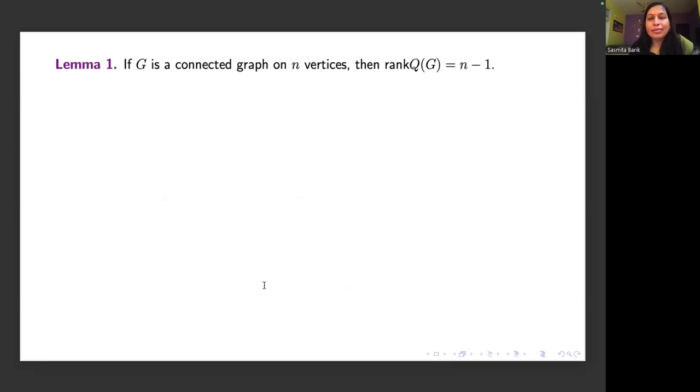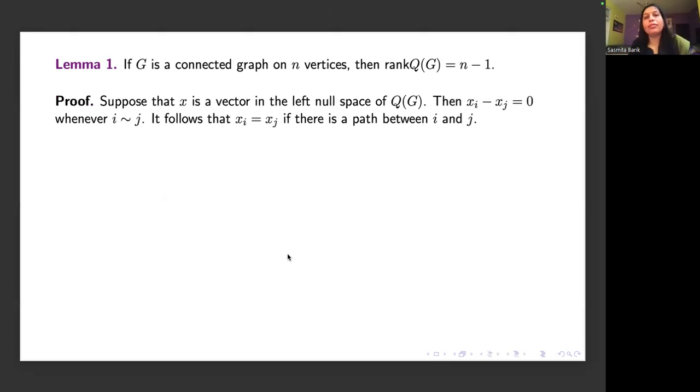So the first interesting result is if the graph G is connected and with n vertices, then the rank of Q will be n-1 exactly. That can be proved easily, the way I define the matrix, and if you observe the matrix, you can prove it. So here I am giving the outline.